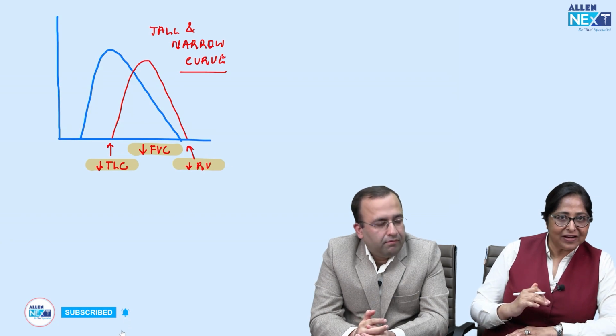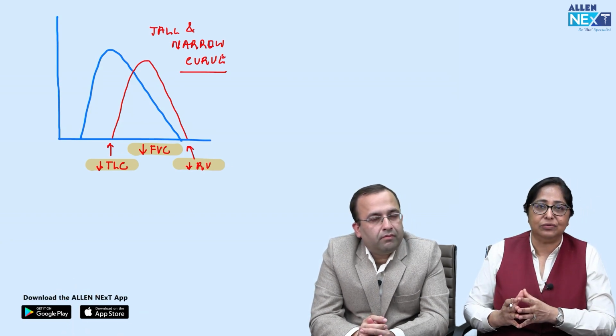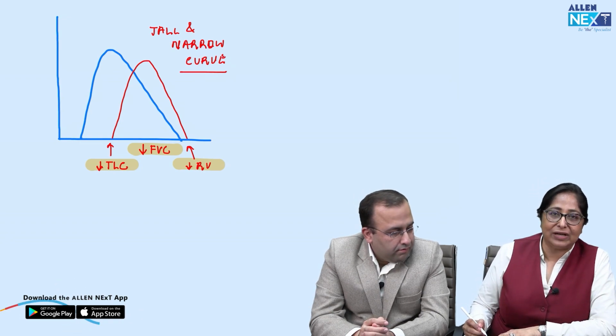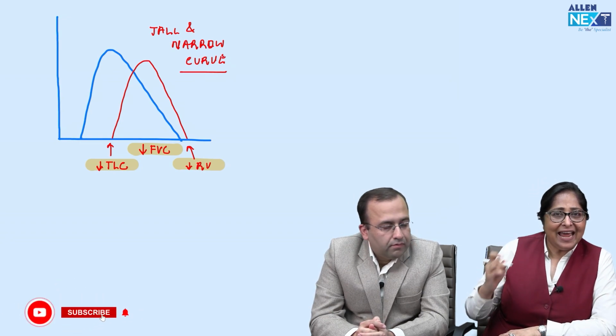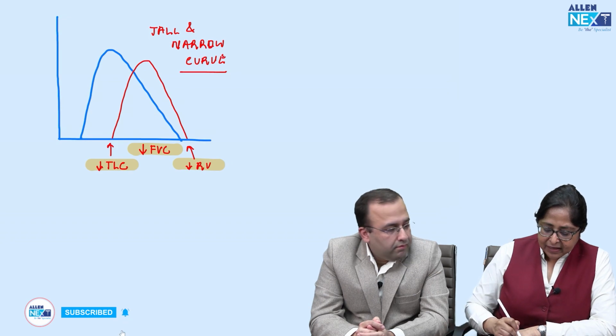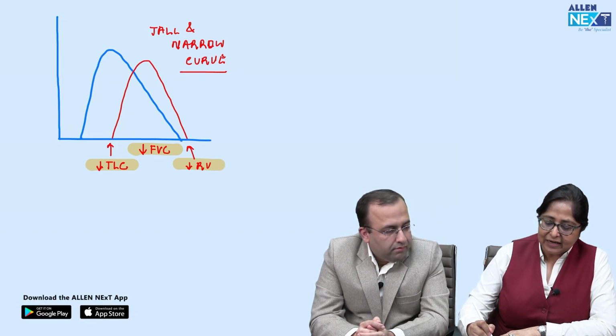In restrictive lung diseases, volumes are affected more than the rates. We typically describe them as a tall and narrow curve. Tall, because like I said, the rates are less affected. Narrow, because the forced vital capacity is definitely reduced. So this is what you get in restrictive lung disease. But in extraparenchymal causes, the curve is going to be slightly different.